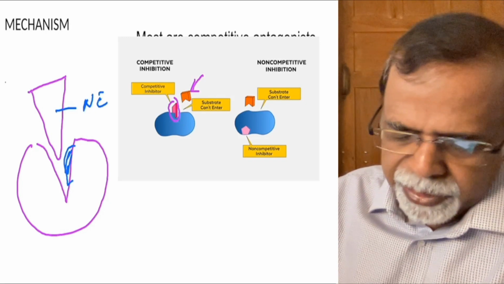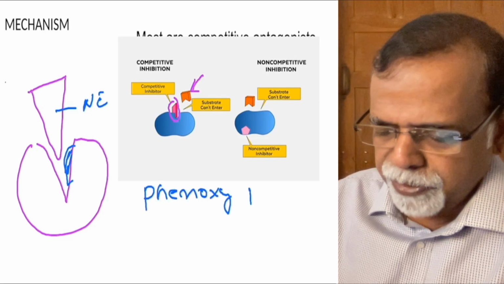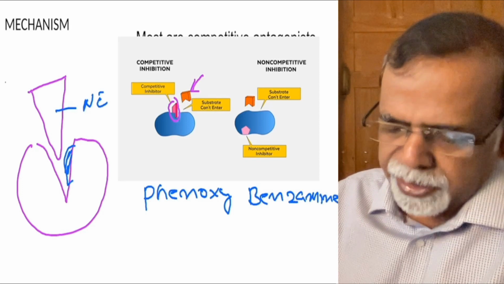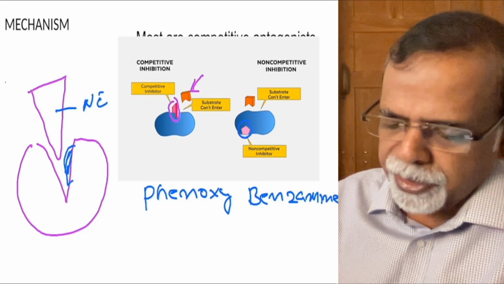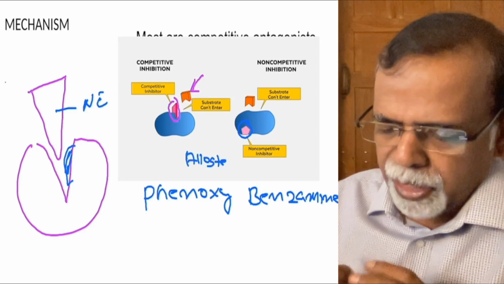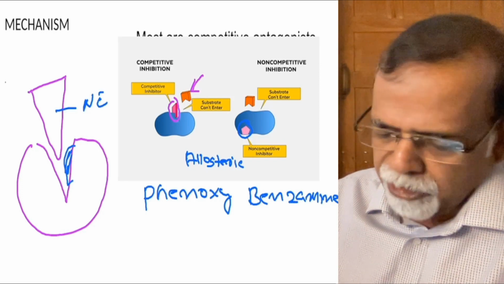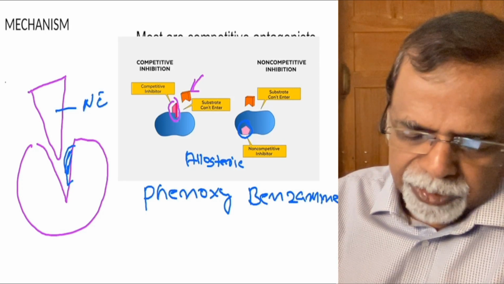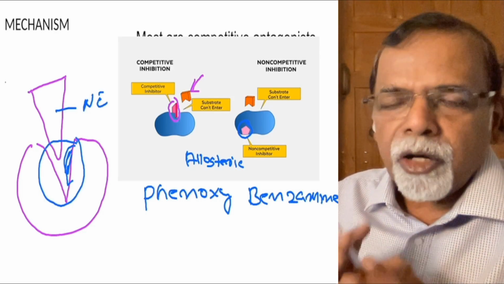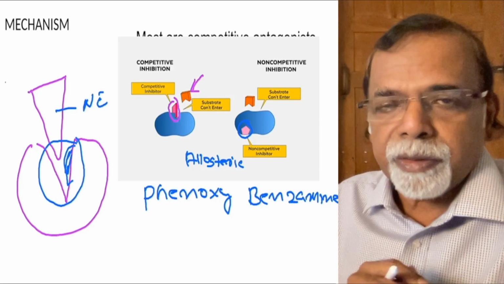All these drugs are competitive except phenoxybenzamine. Remember that, phenoxybenzamine. So what is the peculiarity? It acts on another site, an allosteric site. So it produces what is called allosteric inhibition. When it attaches, it will produce a conformational change in the receptor site. So the receptor site gets modified so that the substrate, the norepinephrine, will not be able to attach there. So what happens? This will usually be an irreversible inhibition, a long lasting one.